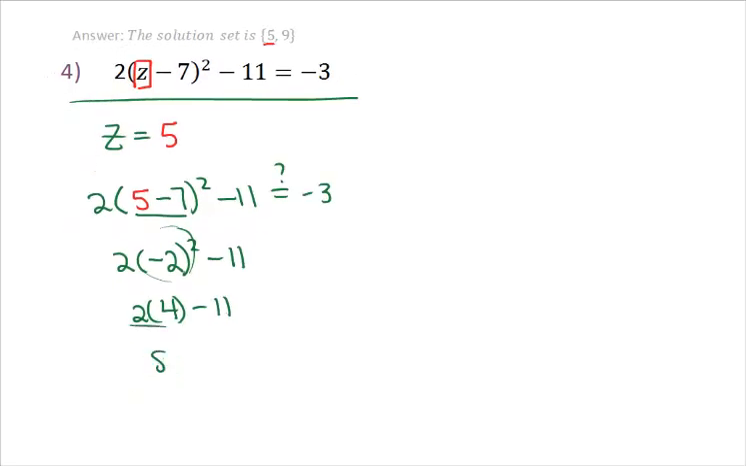2 times 4 gives you 8. And of course, 8 minus 11 does give you negative 3. So we have confirmed that v equals 5 is an okay solution. Starting with my other one, v is equal to 9. And again, just substituting it back into the original equation, plugging it back in for each time I see a v variable.